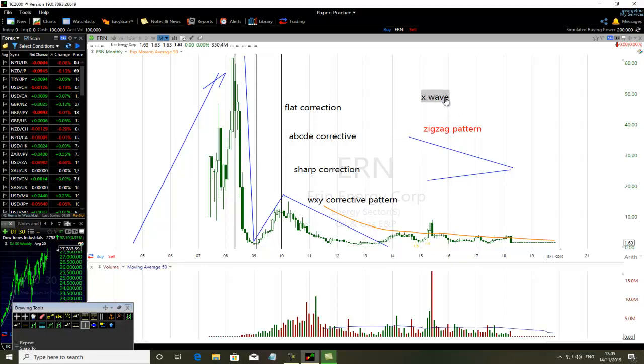Did you say it's an X wave? So we are talking about from here all the way down here. If you say that from here all the way down here is an X wave, that's wrong. If you say that it's a flat correction, it's wrong. If you say that it's A, B, C, D, E, it's wrong. So what do you need? If you get the answer wrong, what should you need to do now? What do you need to do now?